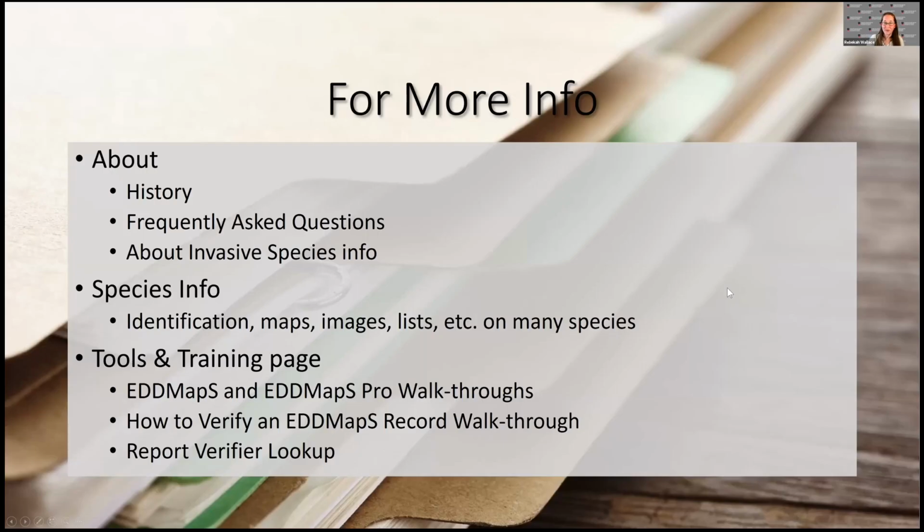If you have any more information on the EdMaps website, you can go to the About section. It goes over our history. We have a frequently asked questions page and more information about why invasive species are important. We have a species info section. So you can go there, click on a species and see identification information, maps, images, lists, and so forth. We don't have something for every species, but we do have a lot filled out.